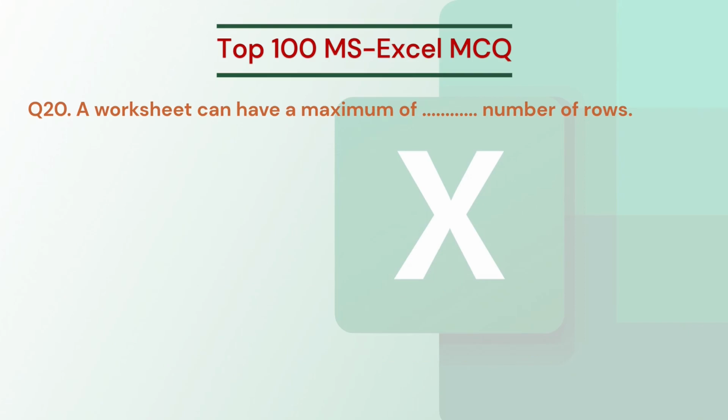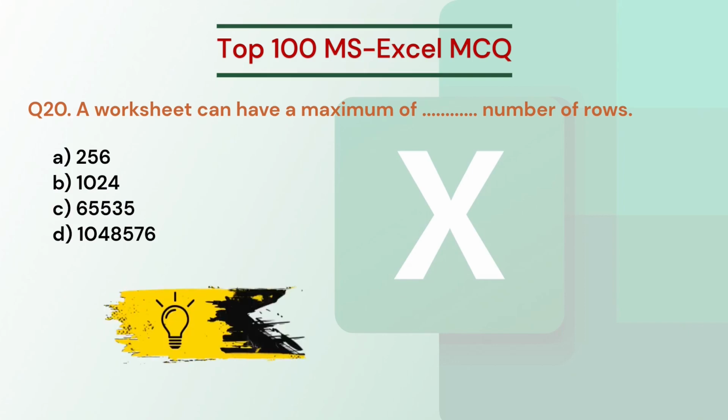65535. A worksheet can have a maximum of dash number of rows. A. 256. B. 1024. C. 65,535. D. 1048576. Correct answer is D.